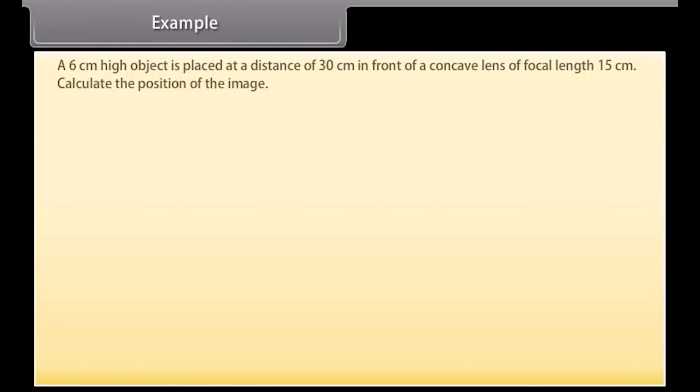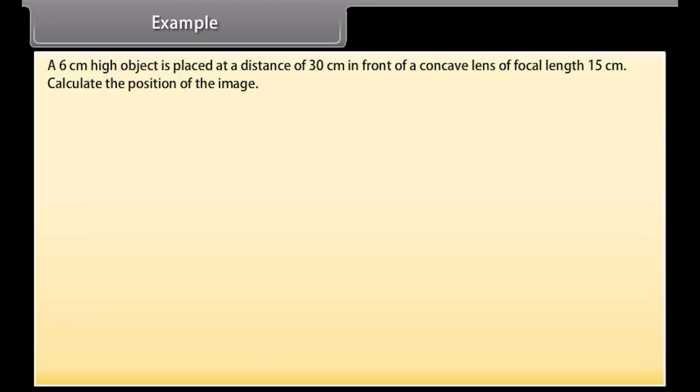Example. A 6 cm high object is placed at a distance of 30 cm in front of a concave lens of focal length 15 cm. Calculate the position of the image. Solution. Given u is equal to minus 30 centimeters, f is equal to minus 15 centimeters.